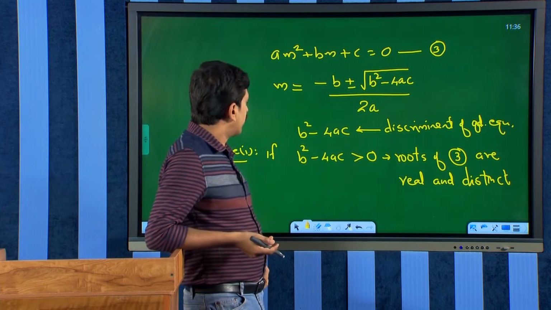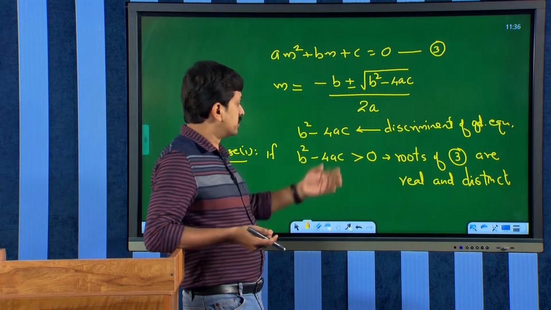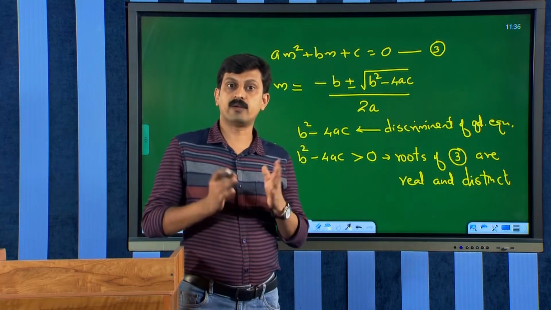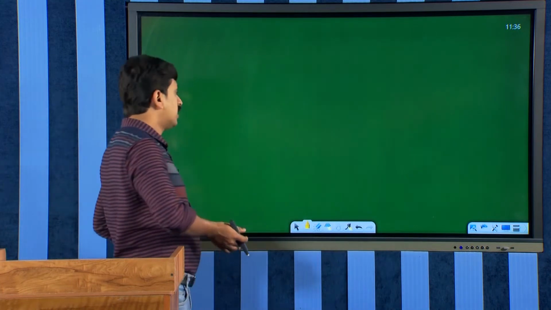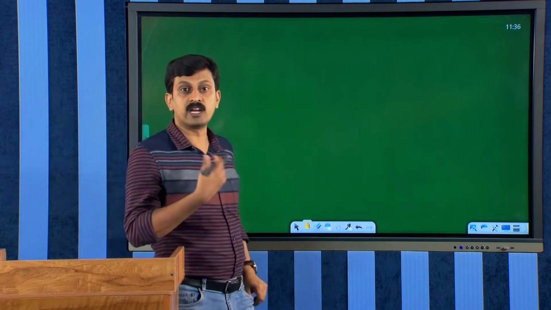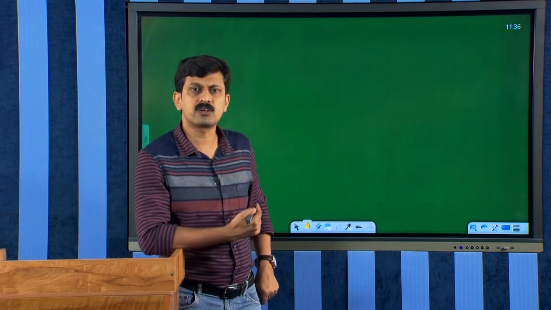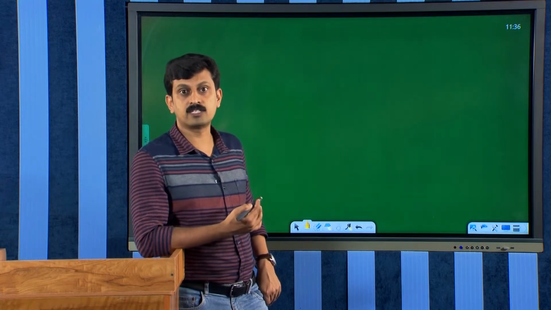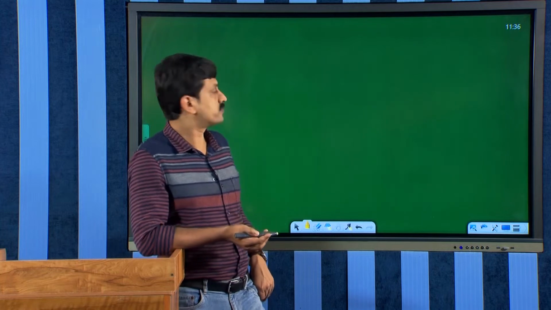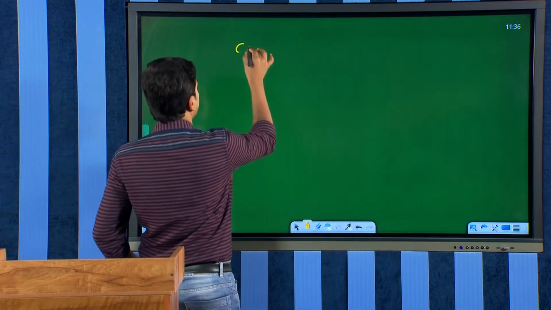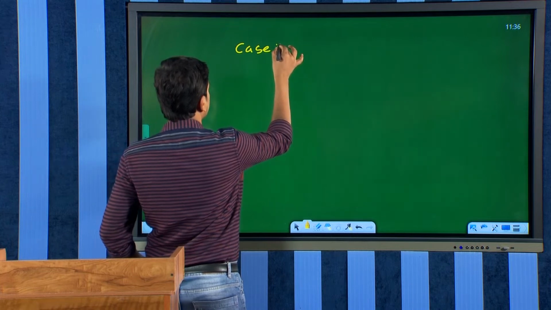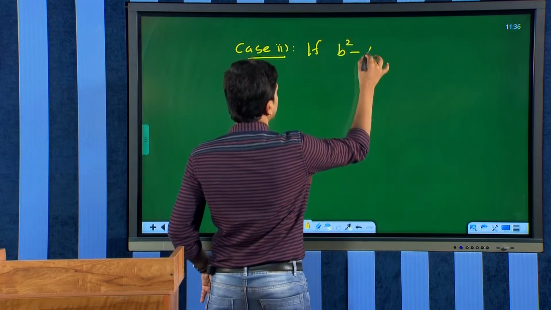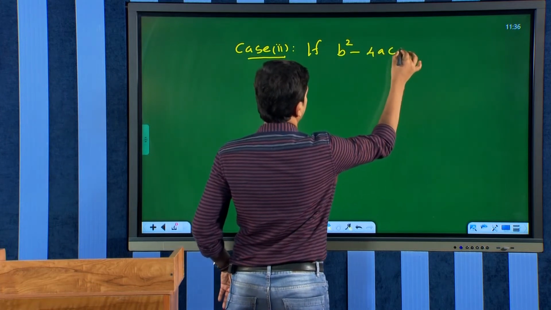Whenever b square minus 4ac is greater than 0, equation 3 has two different roots. On those values of m, we will get the solution for the linear homogeneous differential equation with constant coefficients, that is a y double dash plus b y dash plus c y equal to 0. In case 2, we can discuss if b square minus 4ac equal to 0.